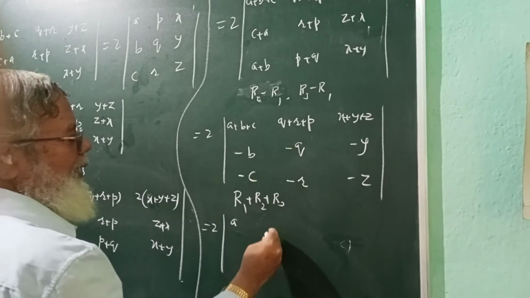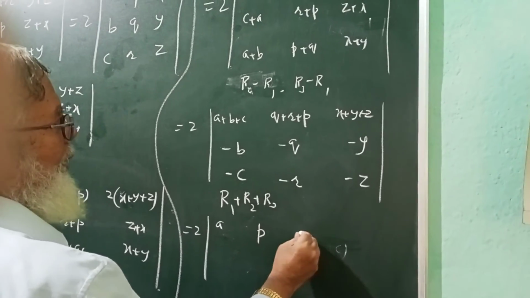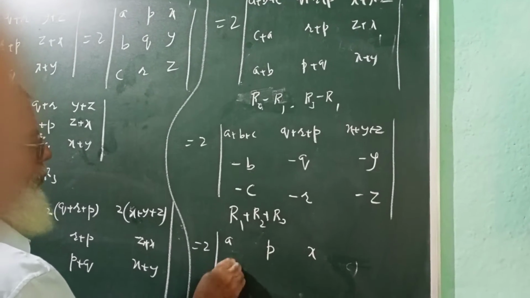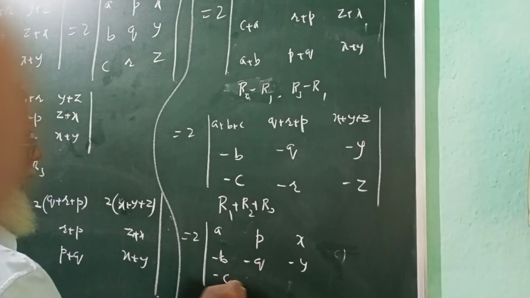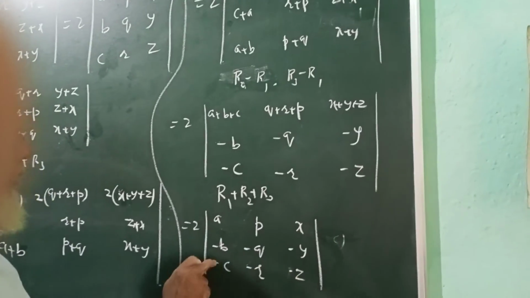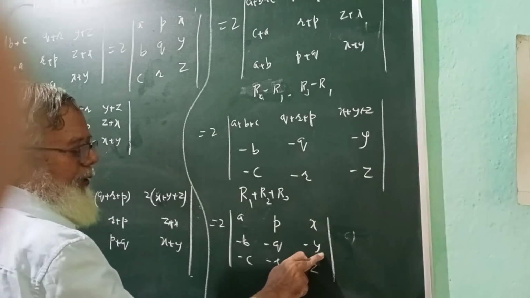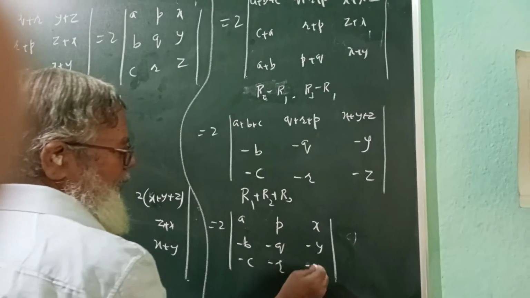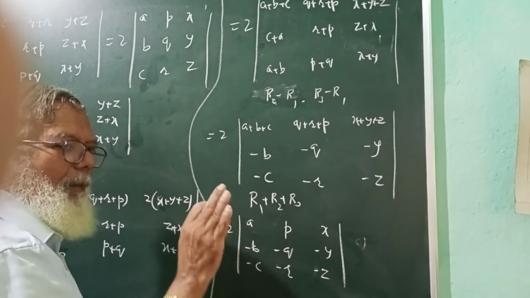Here also you can see, remaining will be only P here, it will be X here, and that is minus A, minus B, minus Q, minus Y, minus C, minus R, minus S. Now again, minus 1 can be taken from the second row, and minus can also be taken common in the third row. Both it is minus 1 here, minus 1 here, minus into minus will become plus here.